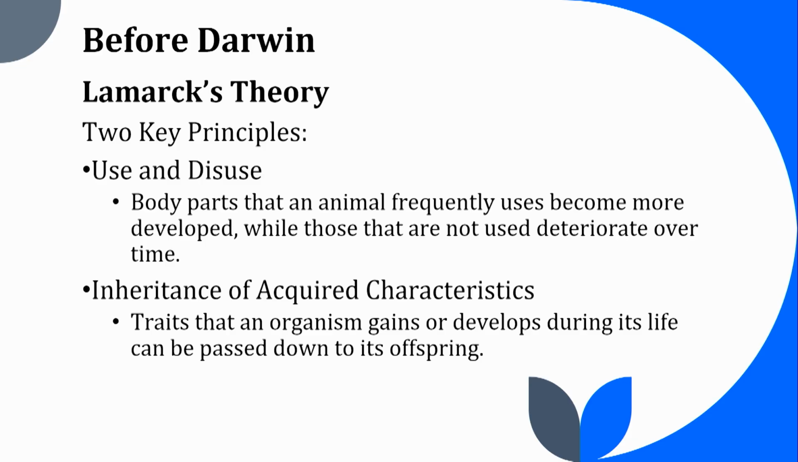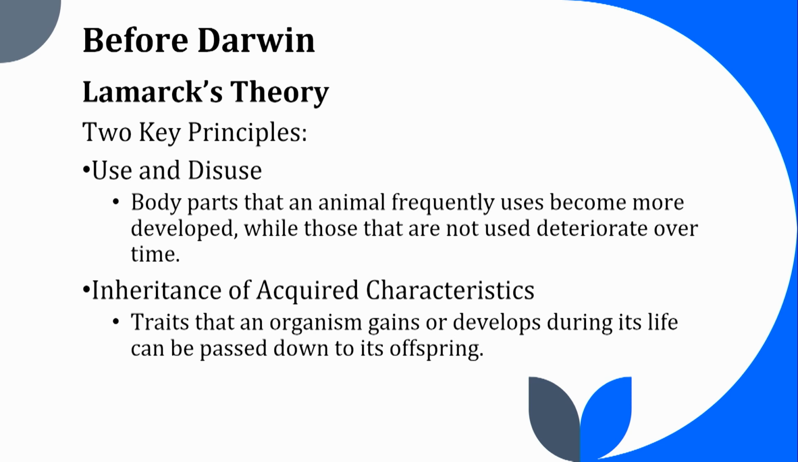So before Darwin, we had this theory known as Lamarck's theory, and Lamarck was the scientist that came up with it, okay? He had two key principles. The first one was use and disuse. The idea here is that a body part that an animal frequently uses becomes more developed, while those that are not used deteriorate over time.